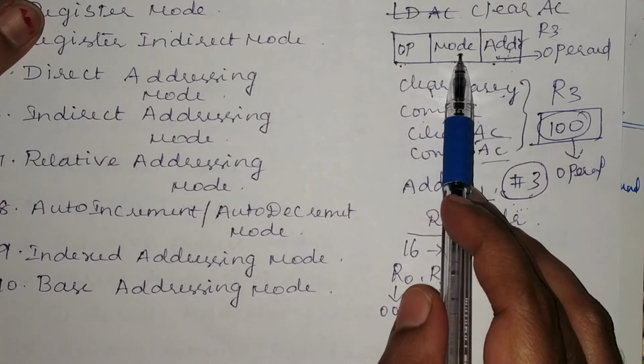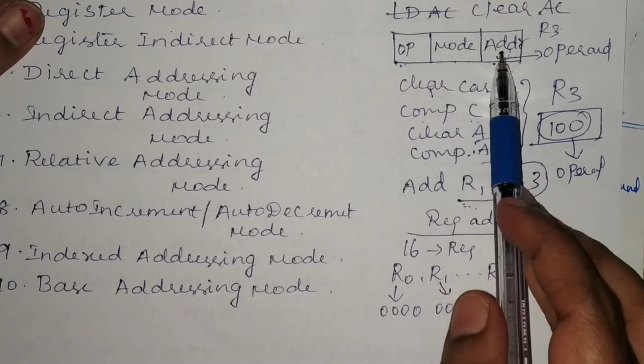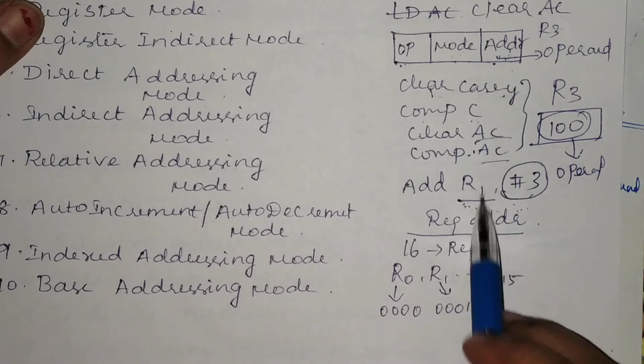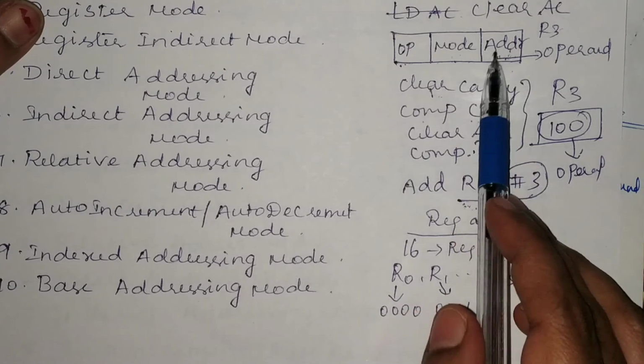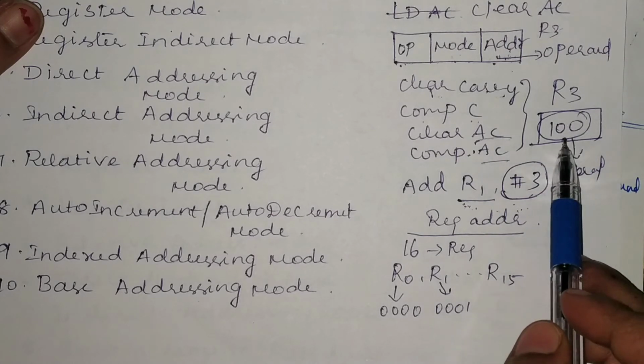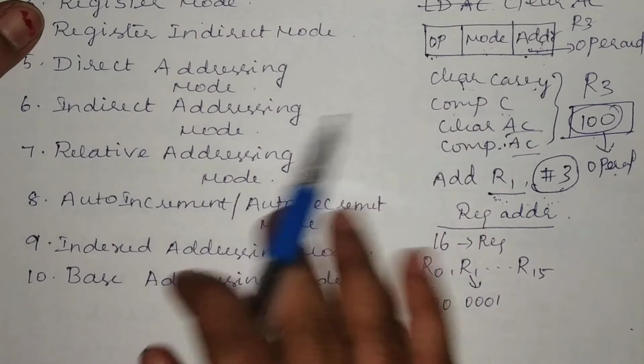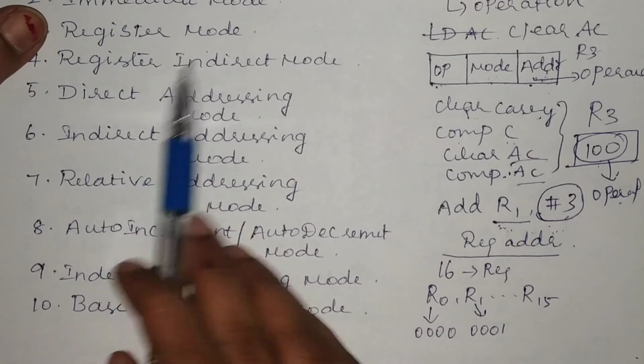So if it is mentioned in the instruction that it is register mode, which means in the address part of the instruction we will be having the register address, or it will be mentioned with the register number, and in that register whatever the content we have is said to be the operand. So this is how a register mode instruction will be executed.